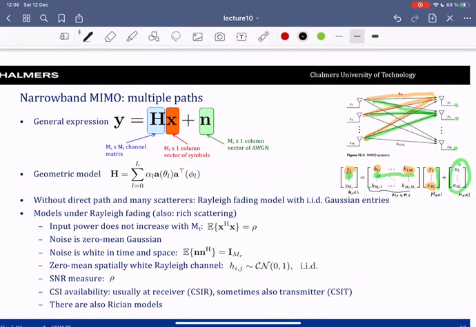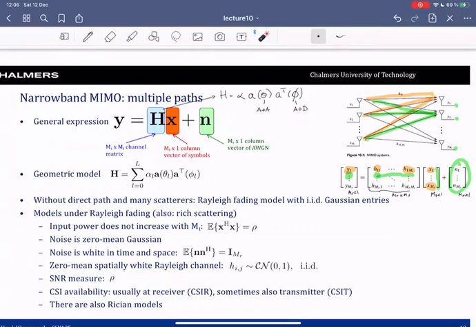Before, we saw the model with a single ray where the matrix H is just given by some complex number which represents path loss, shadowing, and also the phase of the channel. And then we had these response vectors a(theta), a transposed of phi, where we recall that theta is the angle of arrival and phi is the angle of departure. Angle of departure is measured at the transmitter, angle of arrival at the receiver. There's no base station necessarily. Either of these could be the base station.